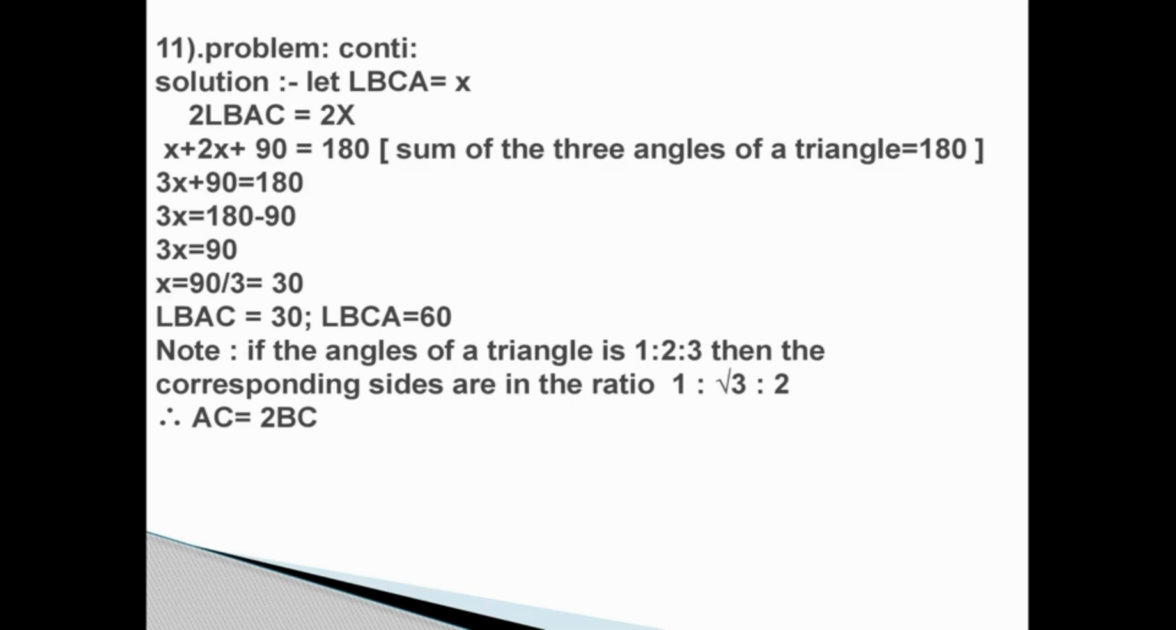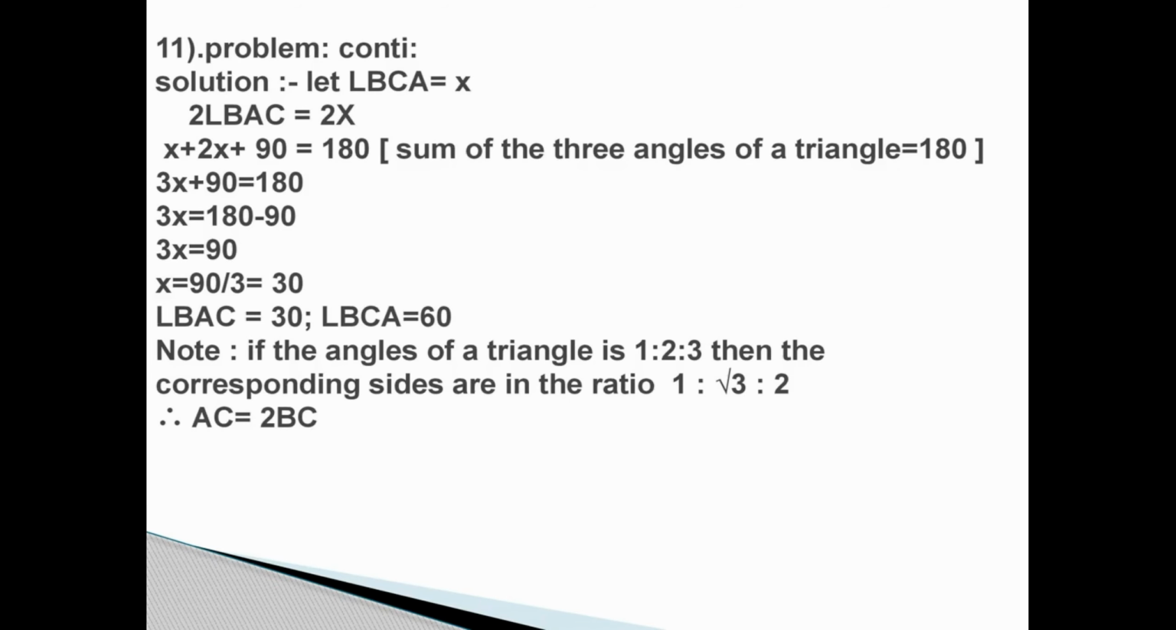Continuation of this problem. Let angle BCA be equal to x. That is, 2 times angle BAC is equal to 2x. We know that the sum of the three angles of a triangle is equal to 180. Therefore, x plus 2x plus 90 is equal to 180. 3x plus 90 is equal to 180. 3x is equal to 180 minus 90. 3x is equal to 90. x is equal to 90 by 3, that is equal to 30. Angle BAC is equal to 30 and angle BCA is equal to 60.